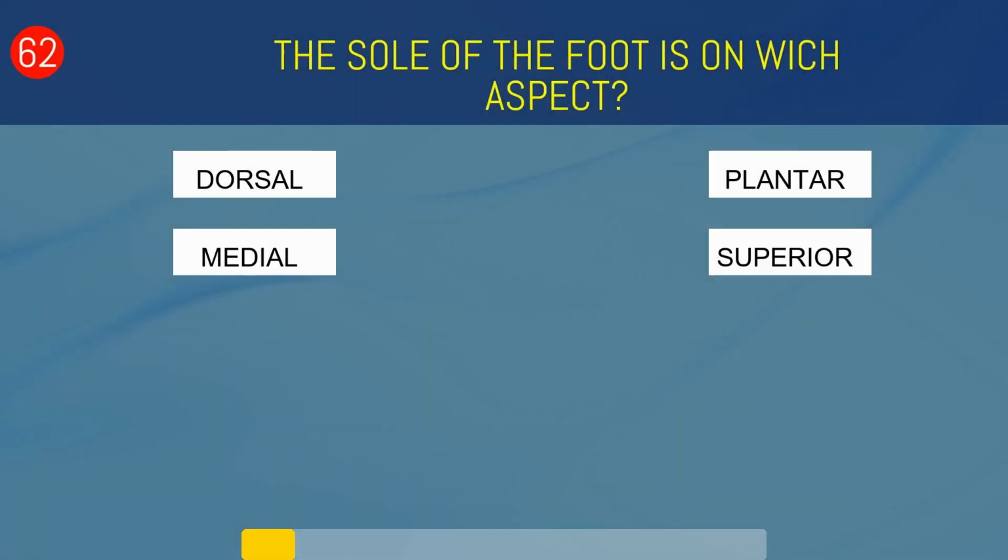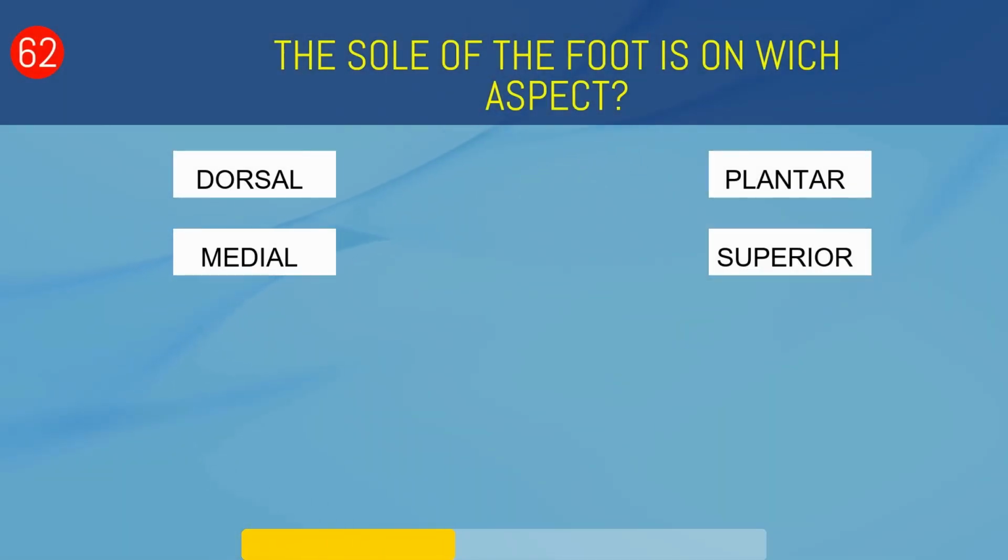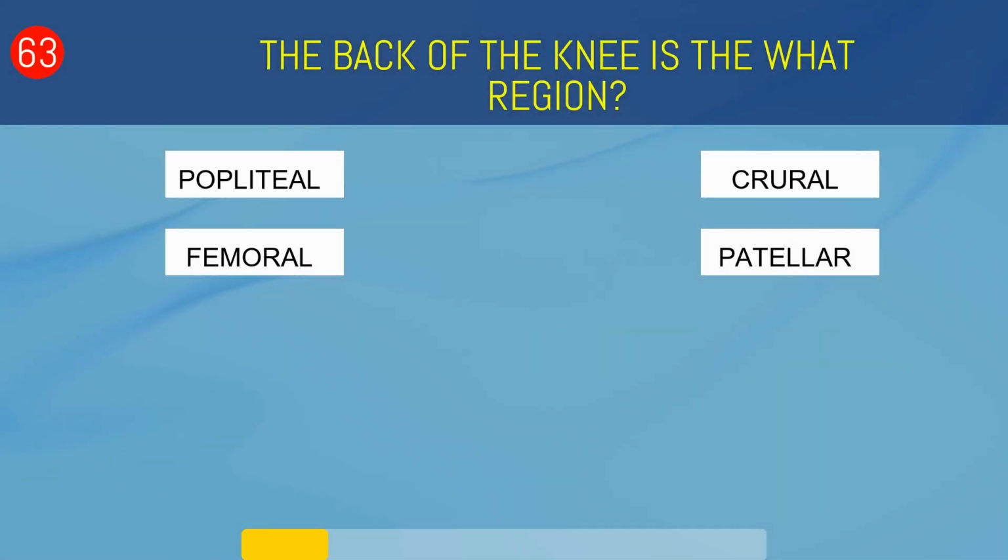Posterior. The sole of the foot is on which aspect? Dorsal, medial, plantar, or superior? Plantar. The back of the knee is the what region? Popliteal, femoral, crural, or patellar?